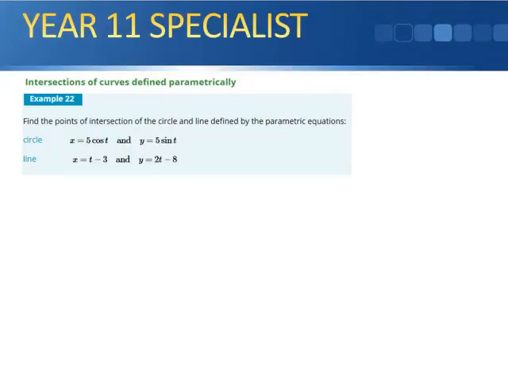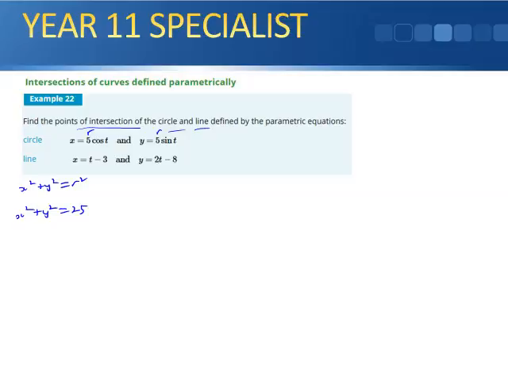Intersections of curves defined parametrically. So if we're going to find the intersection of these two things, a circle and a line, it might be best to rearrange it in terms of Cartesian and then be able to do it. So for the circle, remember circle is x squared plus y squared equals r squared. This is my r, that's my r, so I get x squared plus y squared equals 25.